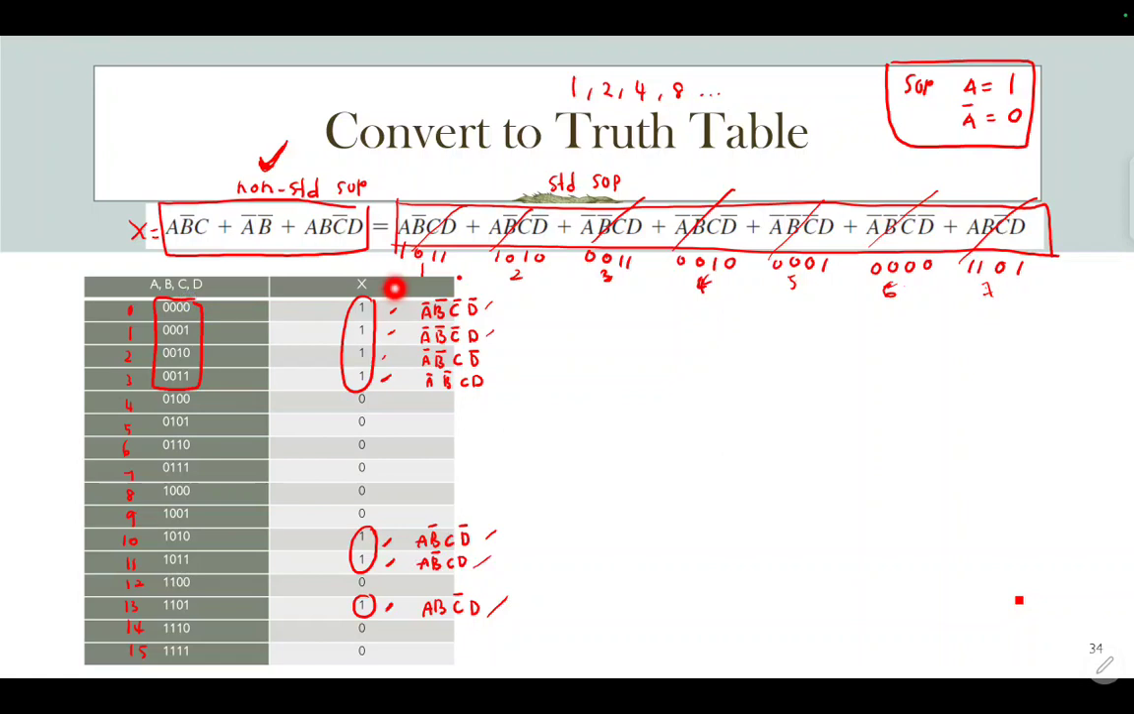You can see that A is all 0, so you read A bar. B is all 0, so B bar. C changes from 0, 0, then 1, 1, so you don't read C. D changes from 0, 1, 0, 1, so you don't read D. So you are left with A bar, B bar when you do a grouping.